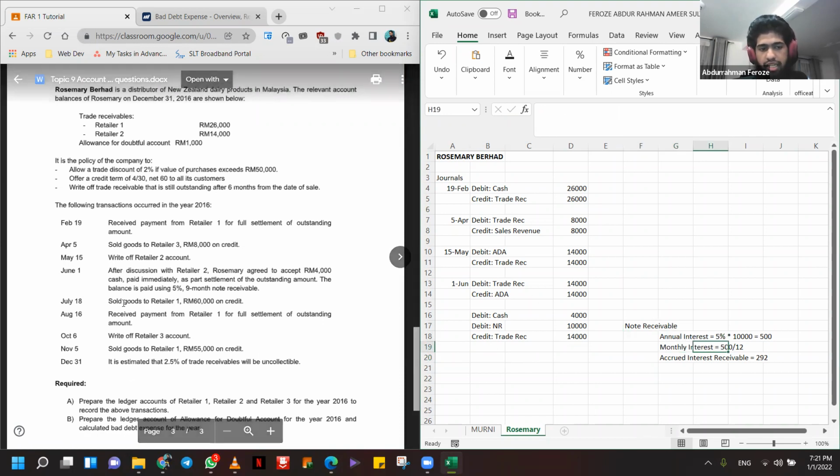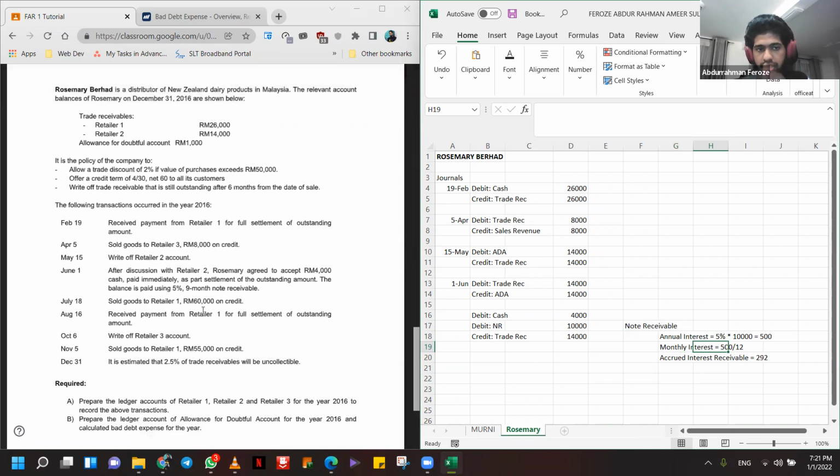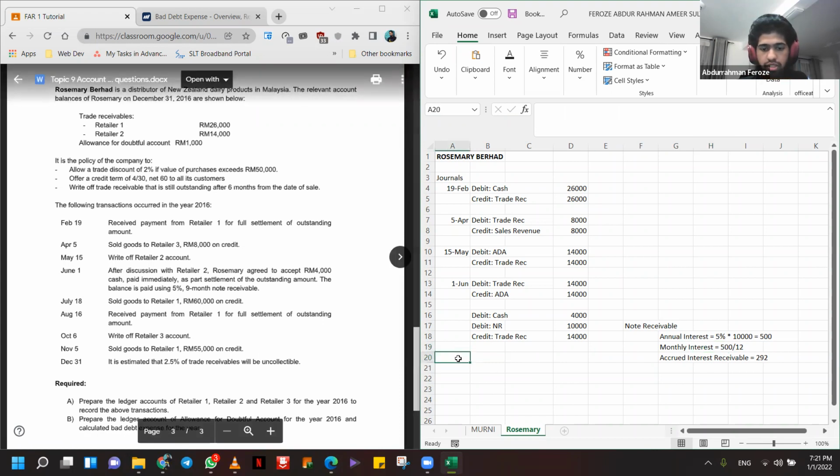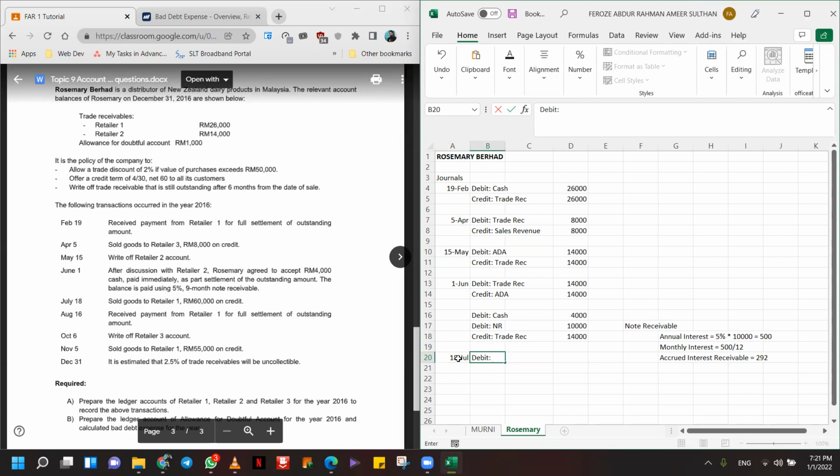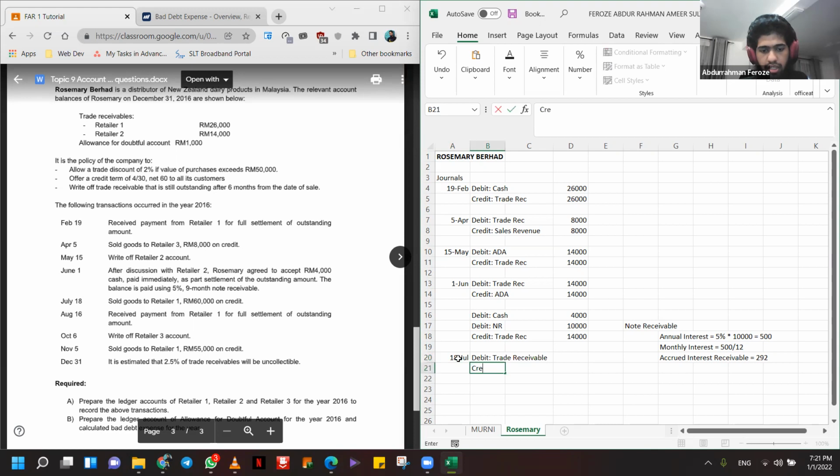Okay, so then July 18th, sold goods to retailer 1, 60,000 ringgit on credit. So let's go July 18. What do we debit here? Not cash, because it's on credit. Debit trade receivable, and you credit sales revenue. All right, that's good.